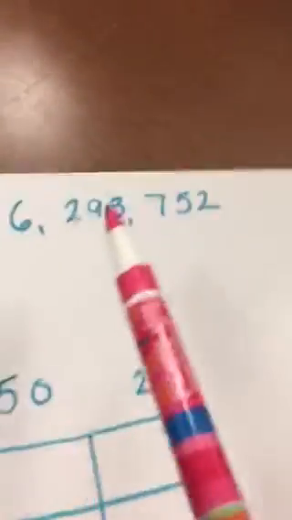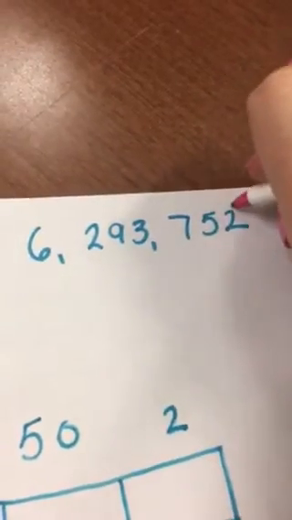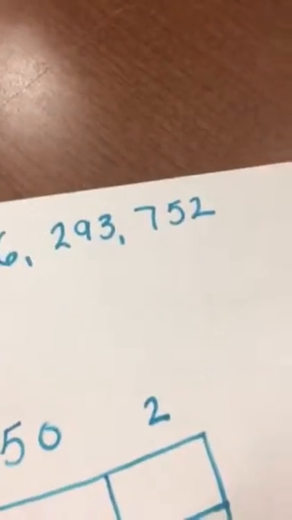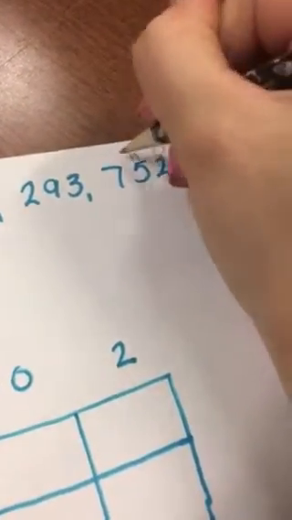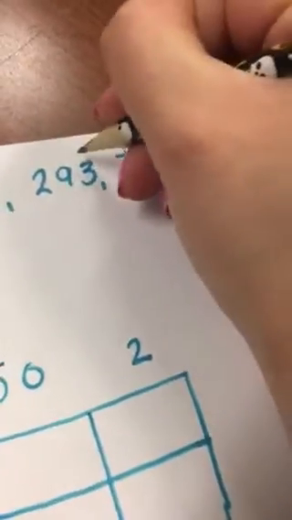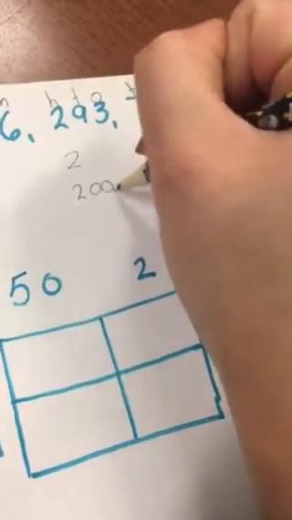The first question says, what is the digit in the hundred thousands place of the number 6,293,752? So I'm going to draw an HTO chart. I have my ones place, hundreds, tens. Here's my thousands period: 1,000s, 10,000s, 100,000s, and my millions. And they want to know the digit in the hundred thousands place. So the digit is 2. Its value is 200,000.